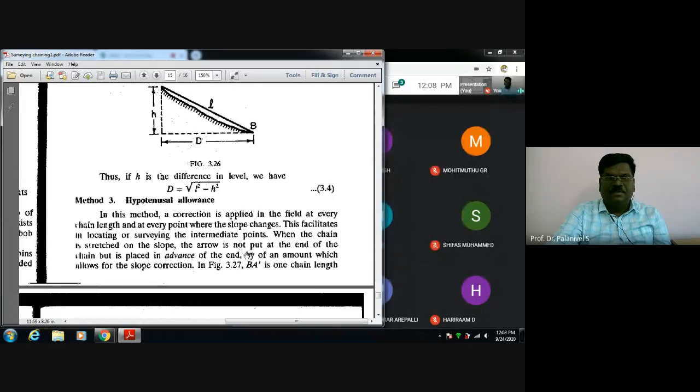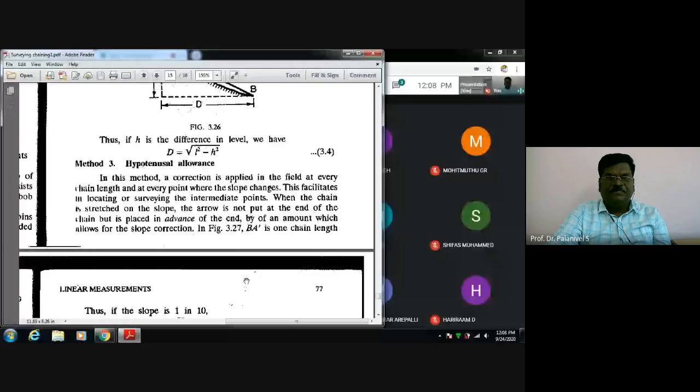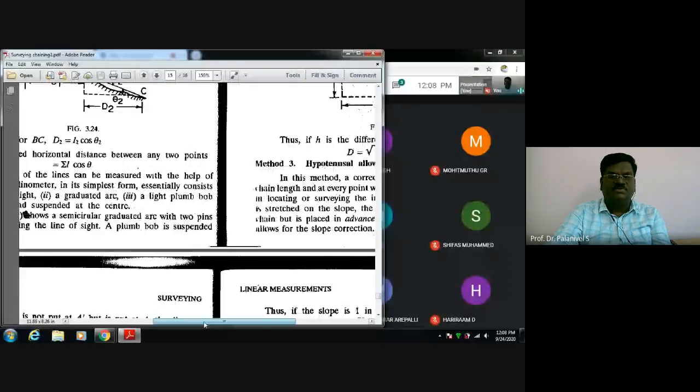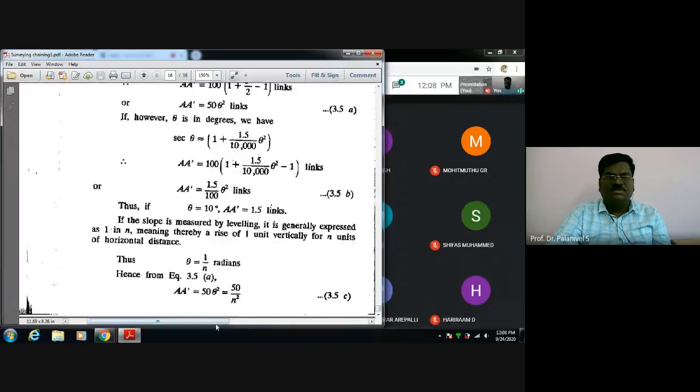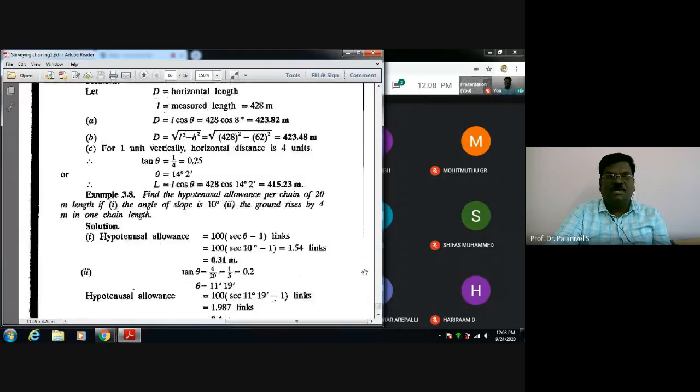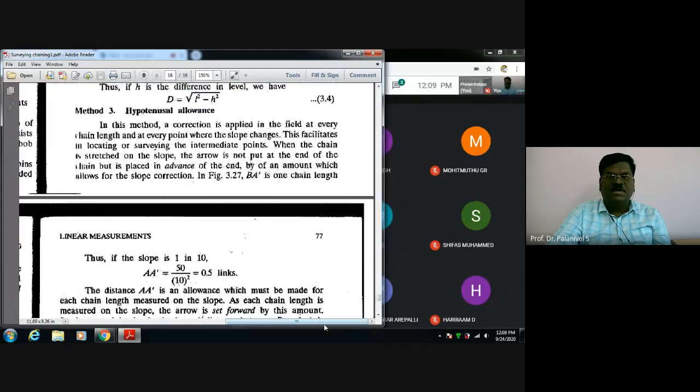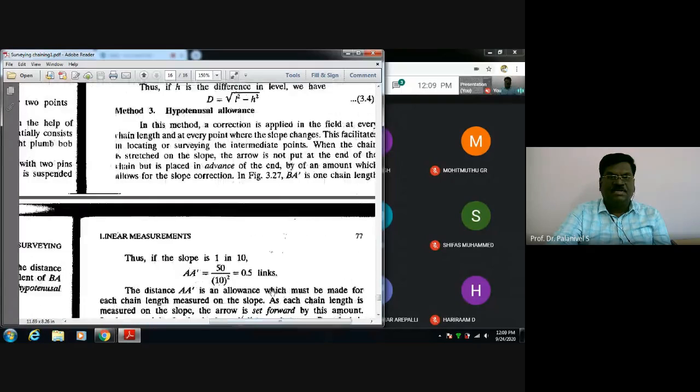What else is there here? That is sufficient. But if those sketches are neatly drawn, more than sufficient. This is not necessary for you. Linear measurement I have completed. In your textbook, by Punmia, there is a title called linear measurement.